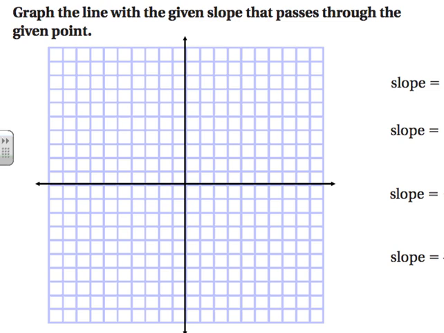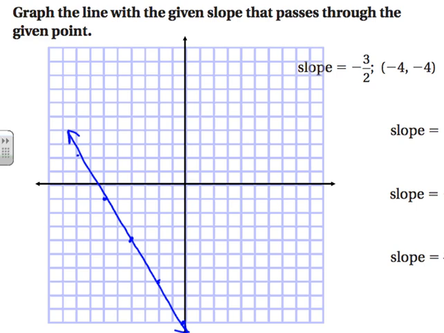All right, next up, I want you to write down the first one, a slope of -3/2 that passes through the point -4, -4. So start with our point, 1, 2, 3, 4, 1, 2, 3, 4. And we're going to go down 3, right 2. Put a dot, down 3, right 2. It is also possible to go the opposite direction and go up 3, right 2, so that we can continue that line. Arrows on the end show that it keeps going.